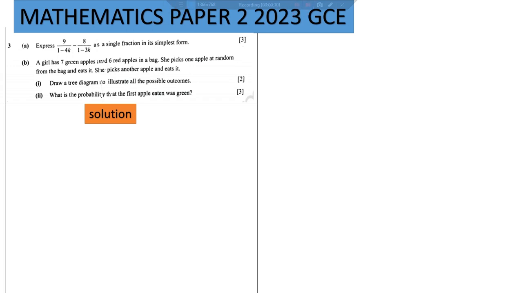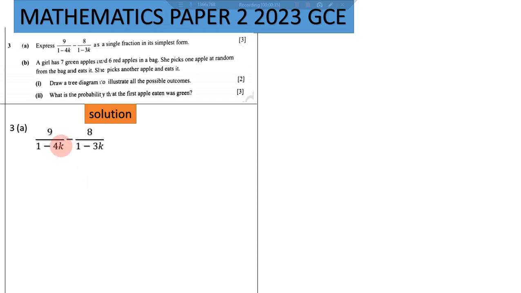Question 3a says: express 9 over 1 minus 4k minus 8 over 1 minus 3k as a single fraction in its simplest form. Okay, so basically with this one, let us write it down again. We are just going to find the LCM, the lowest common multiple, for this.